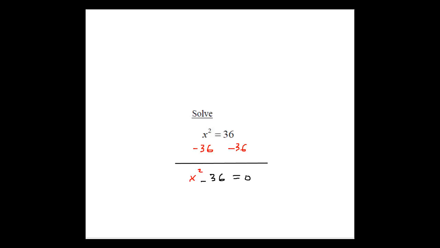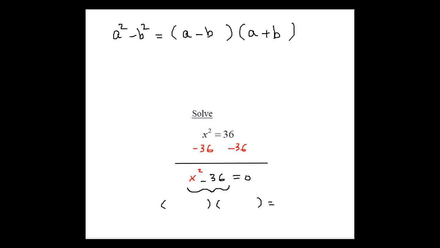Factor them since it's in the form of a squared minus b squared. It's going to be a minus b times a plus b. So we get x minus 6 and x plus 6. Very good. So we factor them because of difference of squares.